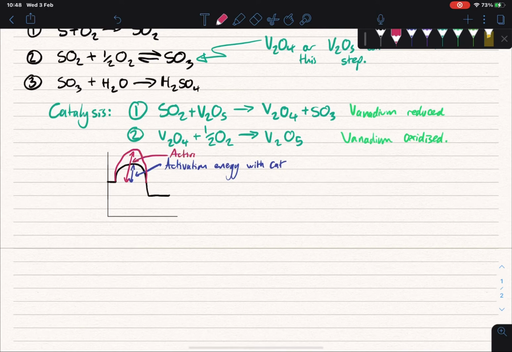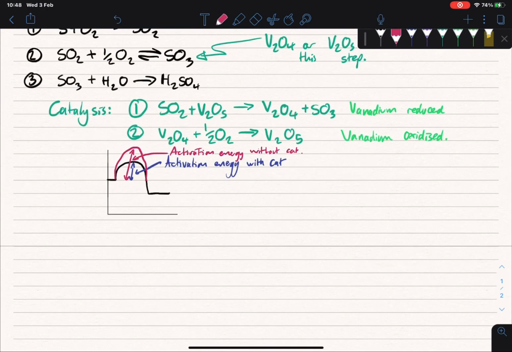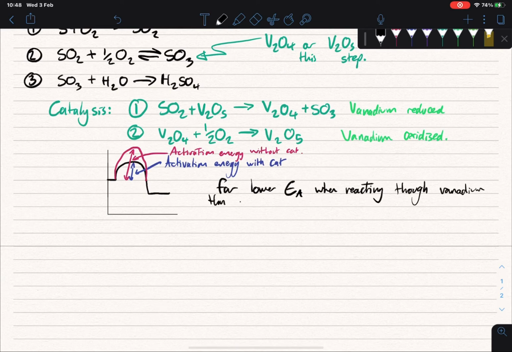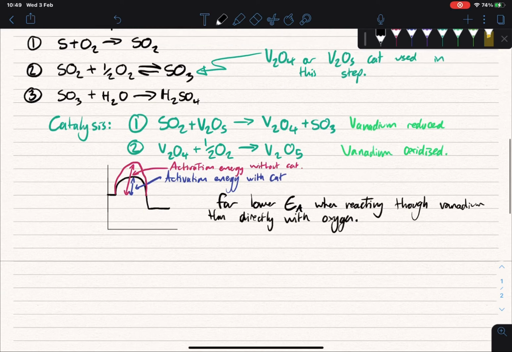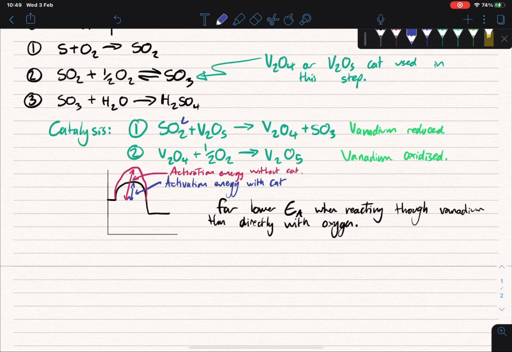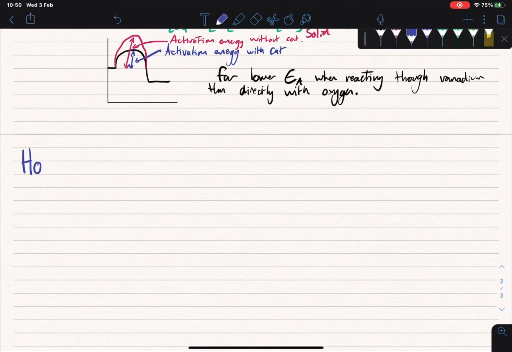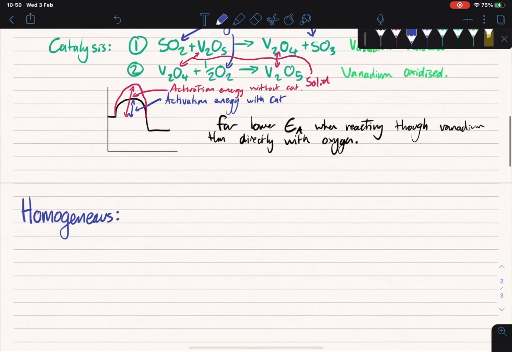So the catalysis works, and if you remember from GCSE, we can look at a catalysis graph to show the difference in activation energy when using a catalyst versus the original reaction. Now we can just quickly look at what makes this a heterogeneous reaction. If we look at the catalysis reaction, you can see that all of the reagents and products are gases except for the ones including vanadium, which are your catalysts. So the gas and the solid are in different states and different phases, so it's a heterogeneous reaction.